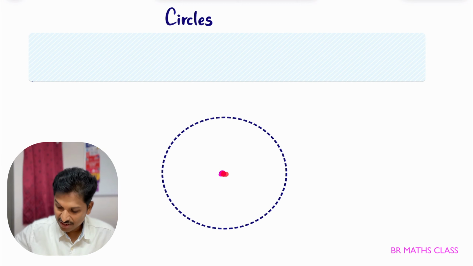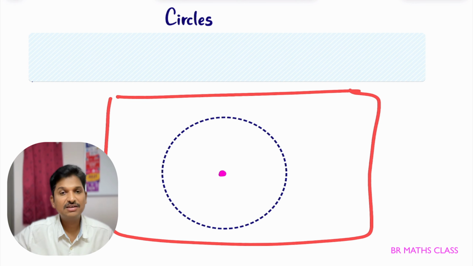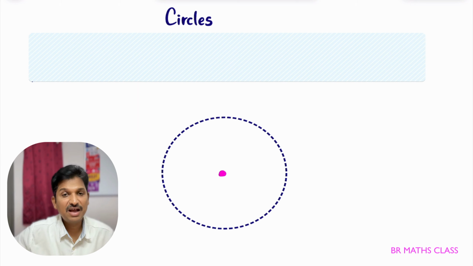Here you observe, there is a fixed point in the center. You take one fixed point. Now you take all the points in a plane. Plane means what? It's a flat surface, that means anywhere on the board here. Points in a plane such that they are equidistant from this fixed point.